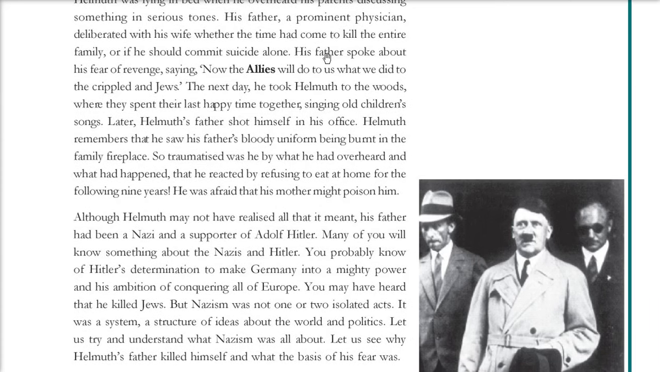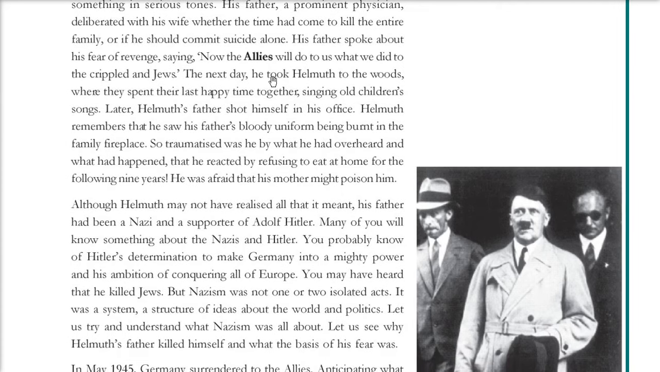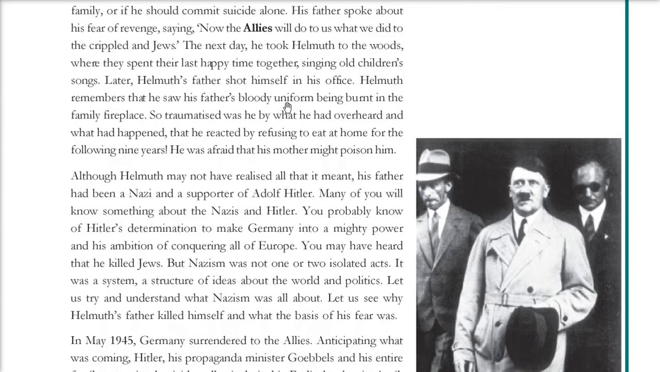Now, why did his father have that intention? It is because the Allies, we'll talk about these Allies, would do exactly what he and his Nazi counterparts did to the Jews and other people. Next day, Helmut's father killed himself. And then Helmut didn't eat in the house because he was afraid that his mother would poison him.